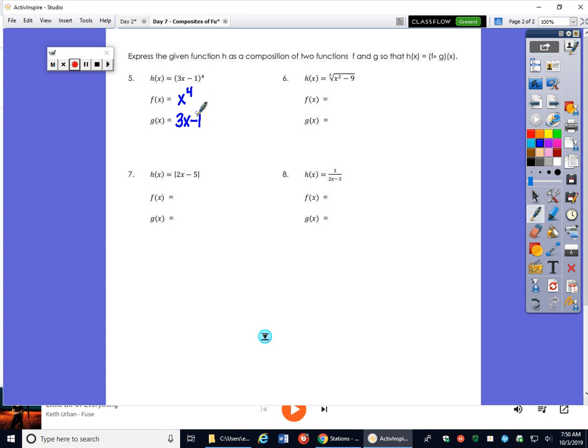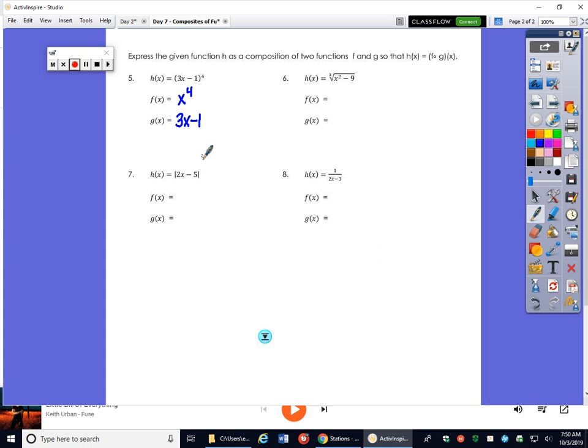If you put 3x minus 1 into x to the 4th, you end up getting 3x minus 1 to the 4th. So the f of x function is like the base. What is going on in the problem? What type of problem is it? And then the g of x function is what's inside, kind of the parentheses, or inside the function, okay? So we talked about outside the function and inside the function. The outside function is what f of x would be. The inside function would be what g of x is going to be.